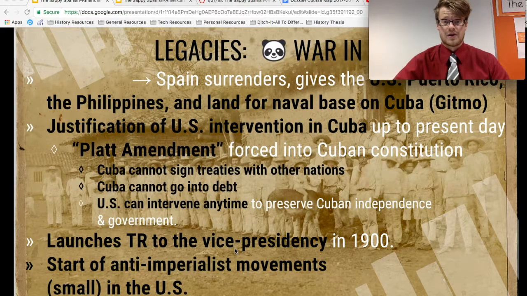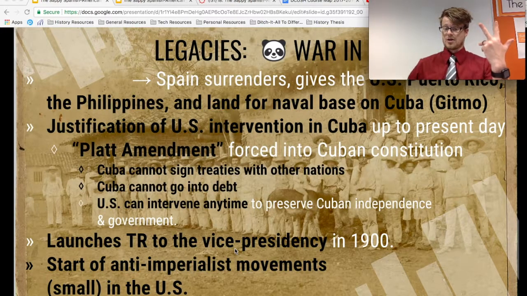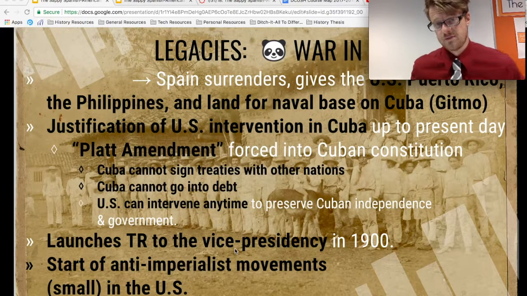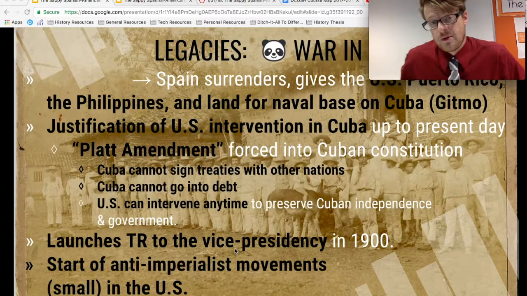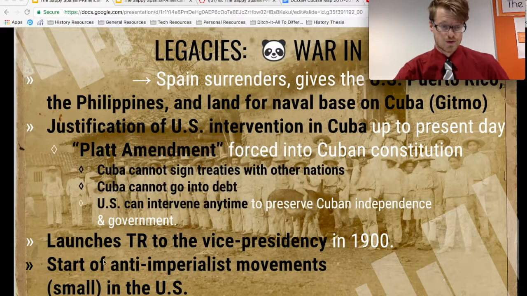Other than this, what are the larger legacies? So there's land, and the justified intervention in Cuba into the future. It's going to launch Teddy Roosevelt to the vice presidency in 1900, and then, once McKinley dies from being assassinated, to the presidency. And it's also going to be the start of what we call anti-imperialist movements in the U.S. These start off very, very small. Imperialism is simply the practice of building an empire. But we're going to see these small anti-imperialist movements slowly build, and you will see that they rush into their greatest moments of power at the end of World War I.